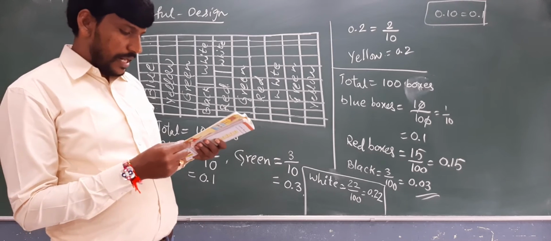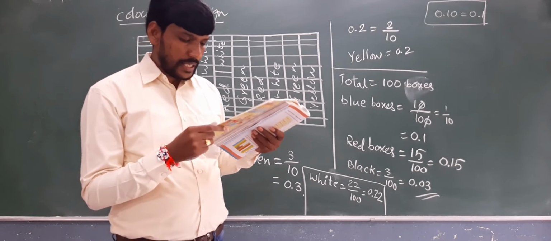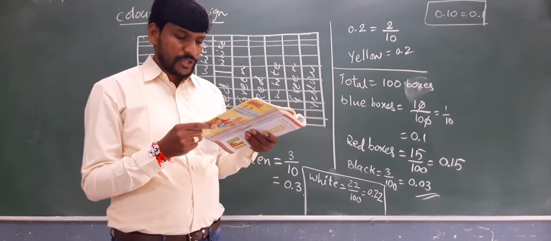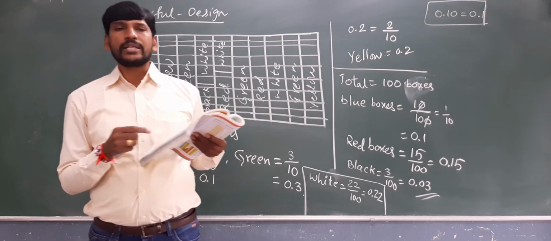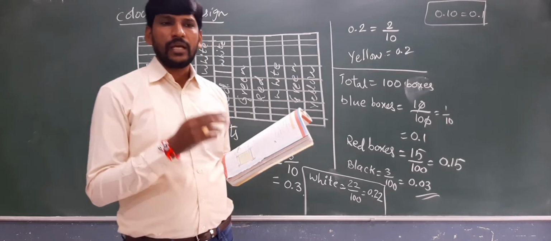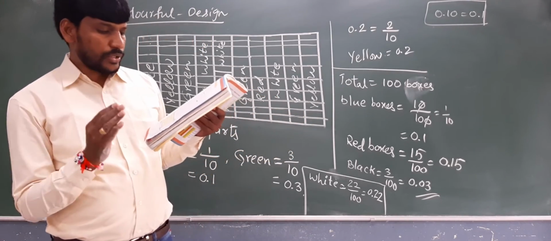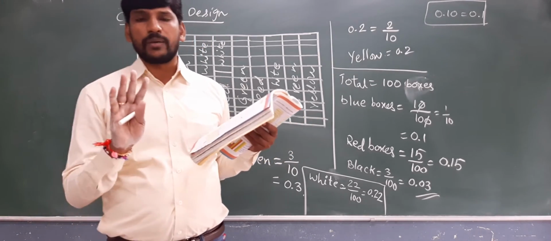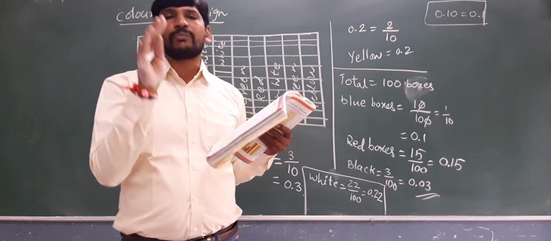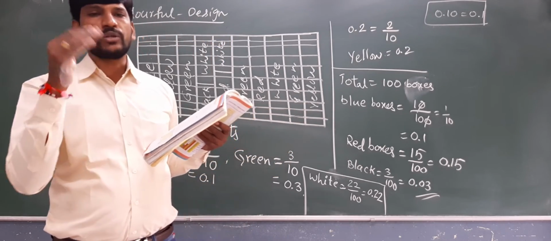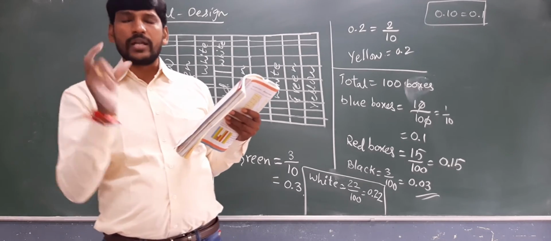Okay, and for the second one, use 4 colors. Each color should cover 0.05 of this square. Each color means 5 by 100 part. Okay, 5 boxes, you can use 4 different colors. Means by using 4 colors, you should color 5 boxes for each color, and you should make a colorful design.